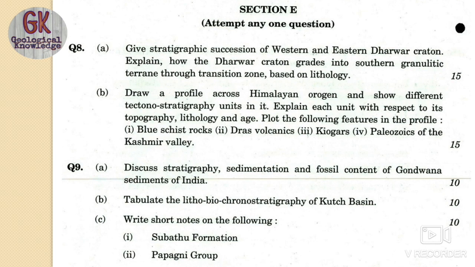And 9c: write short notes on the following: the Subathu Formation and the Papaghani Group. Again, it is a little bit long unit, but if you understand the questions or the topic, then it will be very easy. And I think you should attempt questions like question number 9, where you have been given options, or short note type questions like question C, the Subathu and the Papaghani Group. And in question 9b you have to just tabulate the litho-chrono-biostratigraphy of the Kutch basin.